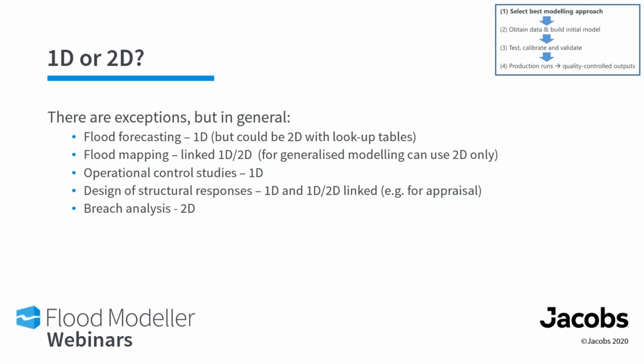Then finally, if you're doing a breach analysis, you want to know what area would flood if there was a failure in the embankment or the wall here. In that case, it's usual that a 2D only approach is probably all you need, because you may not need to calculate that. You've already got calculations of what the water levels or flows in the channels are.